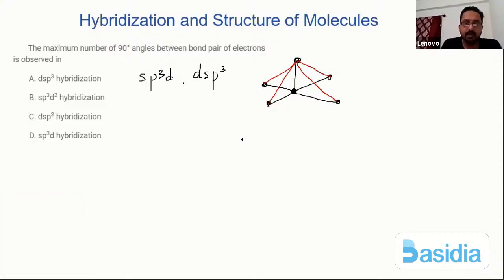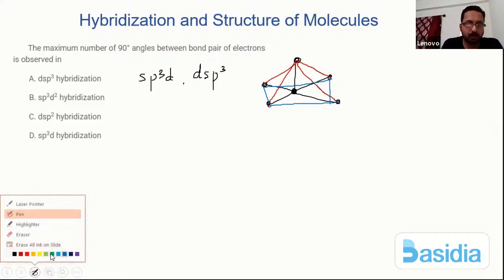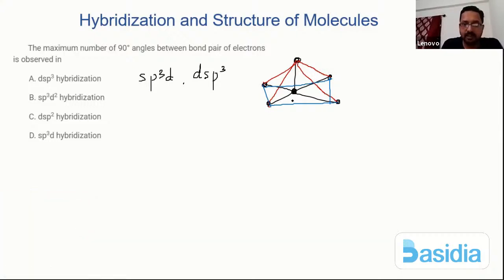Now, when you see the square pyramidal structure, how many 90-degree angles are you going to find? That is the most important thing. So check the number of 90-degree angles. You will find here 1, here 2, here 3, and here 4. So bond pair, 90 degrees. If you check the 90-degree bond angles, how many are there? Just make a note of it first.